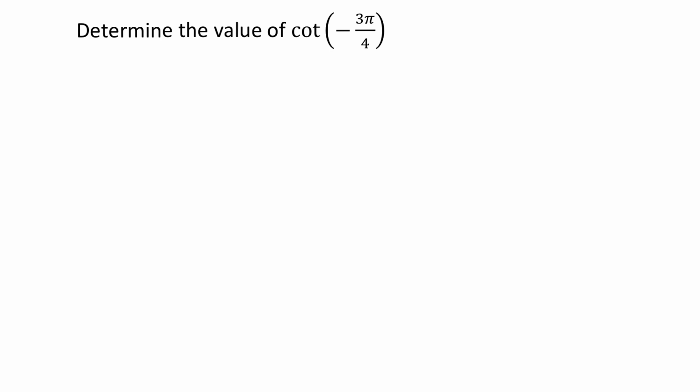Let's determine the value of cotan of negative 3 pi over 4. Now some of you might think, oh, 3 pi over 4, that's like a unit circle value. And while it is, the negative is kind of messing us up. We need to add 2 pi so it's a nice principal angle. It's something between 0 and 2 pi so we can recognize it on the unit circle.